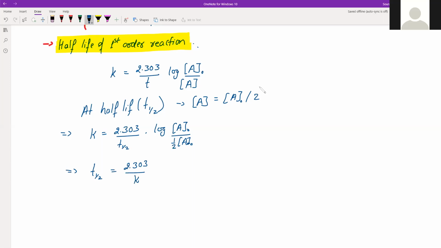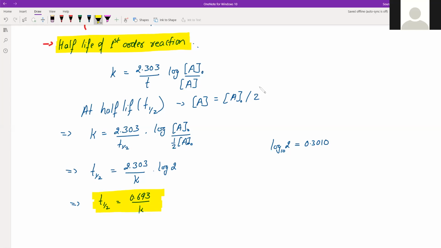K is the rate constant, into, this will become log 2. And what is log 2? This is log, not ln, so log 2 means it is base 10. That is equal to 0.3010. Now you substitute that here, and we get T half is equal to 2.303 into 0.301, so that will give you 0.693 divided by K. This is a very important result, that half-life of first order reaction is this.